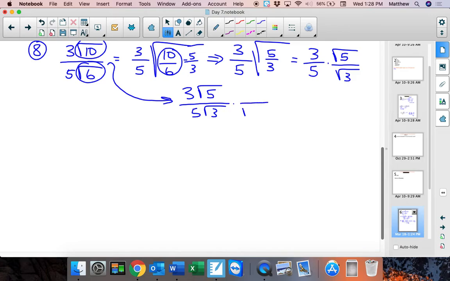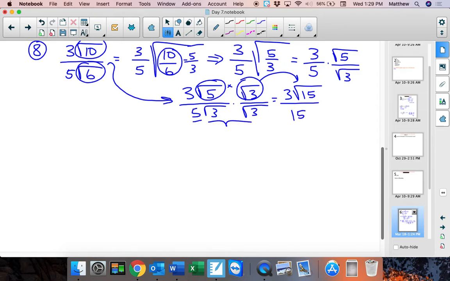So I'm going to multiply only by the radical in my denominator. My new numerator is 3 on the outside, root 15, because root 5 times root 3 gives me root 15. And my denominator, 5 times root 3 times root 3 is 15. Well, the root 3 times root 3 is 3, times 5 is 15. Now notice in this example, my coefficients can be reduced. 3 over 15 is the same as 1 over 5 times root 15.